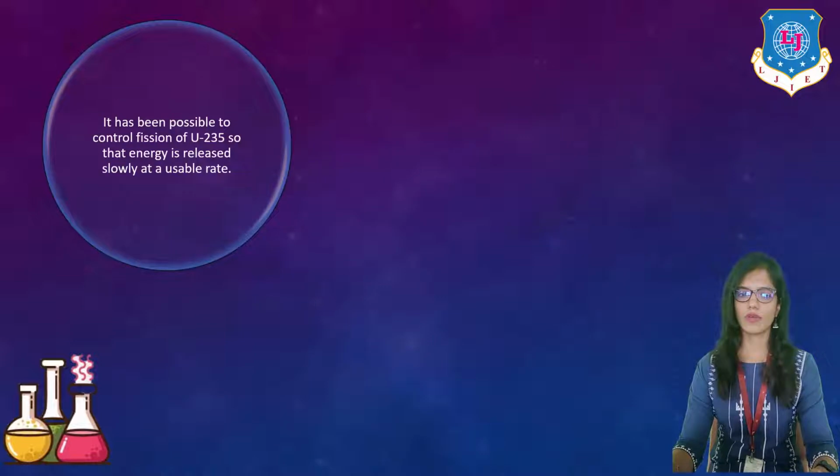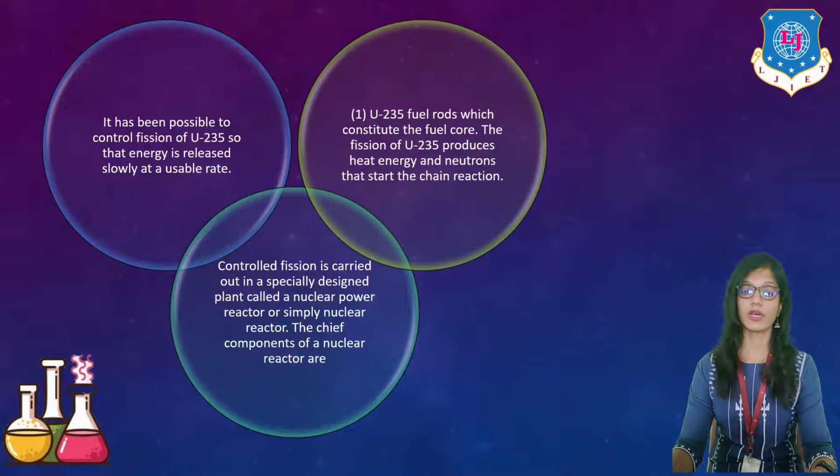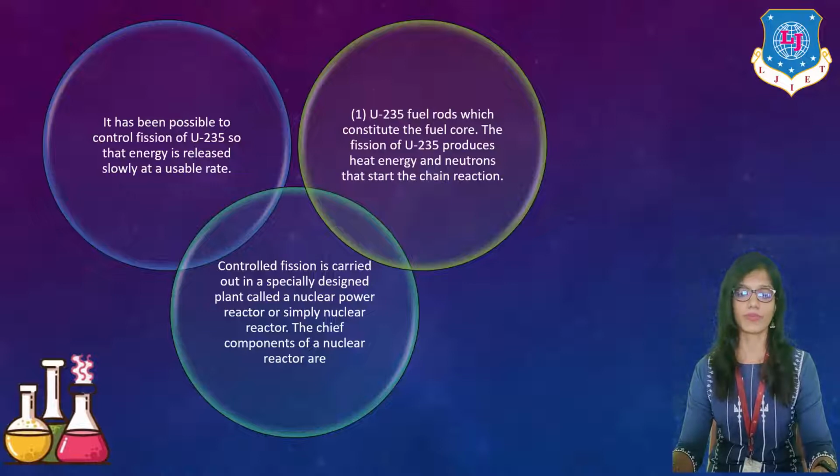It has been possible to control the fission of uranium-235 so that the energy is released at a slow, usable rate. Controlled fission is carried out in a specially designed plant called a nuclear power reactor, or simply a nuclear reactor. The chief components of a nuclear reactor are: number 1, uranium-235 fuel rods, which constitute the fuel core. The fission of uranium-235 produces heat energy and neutrons that start the chain reaction.